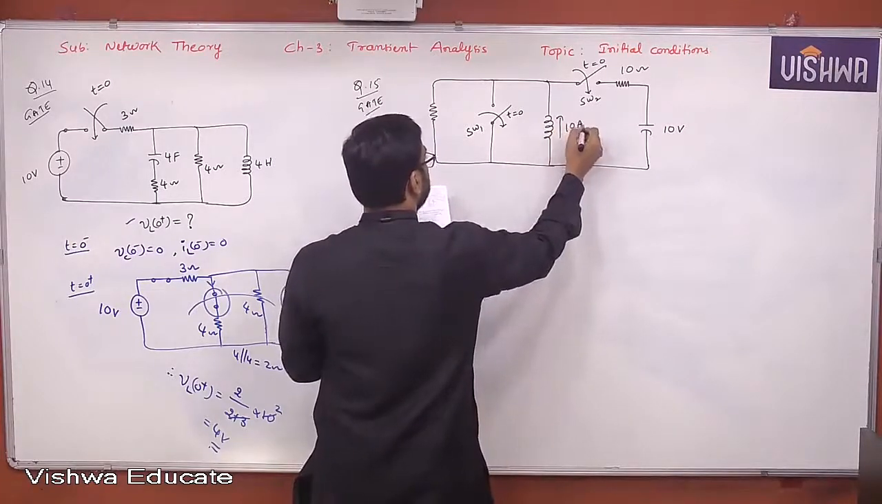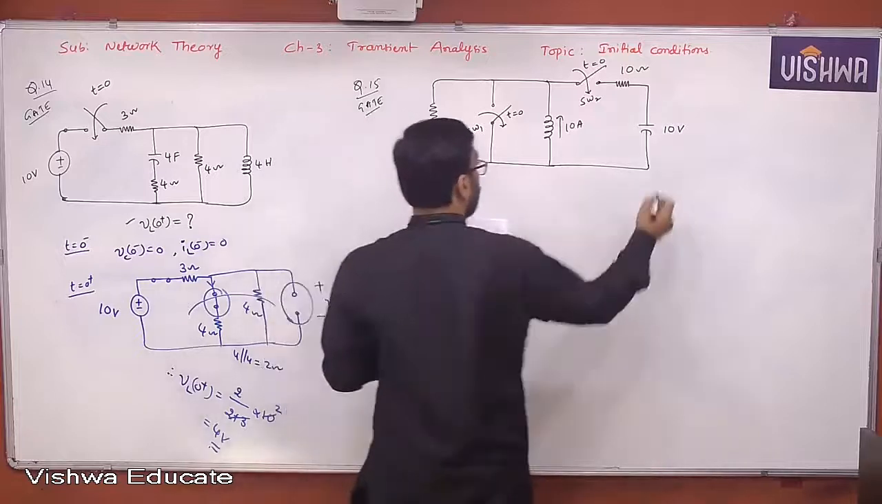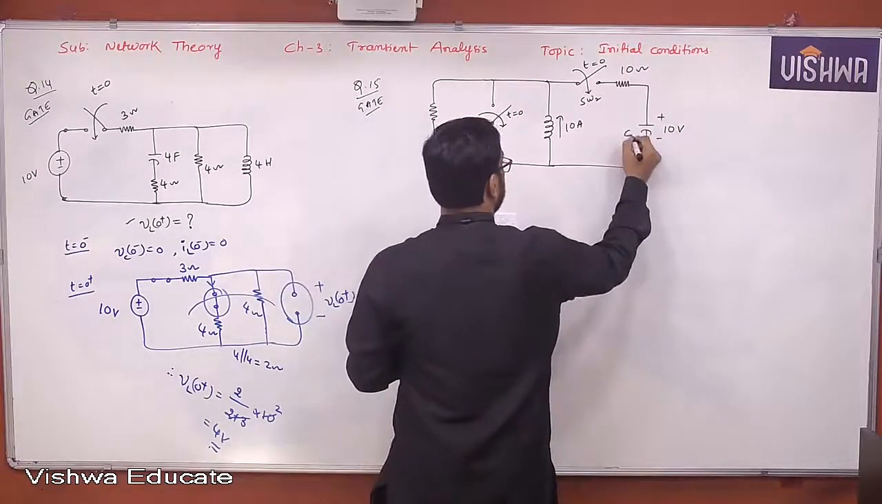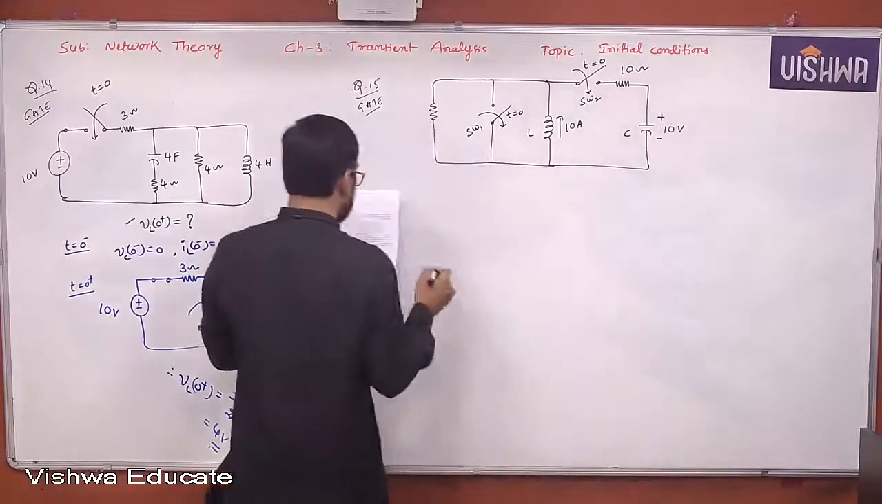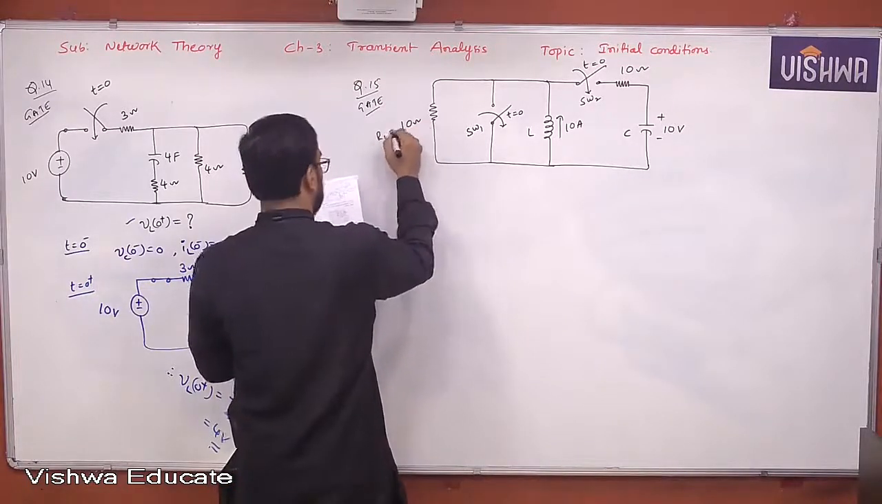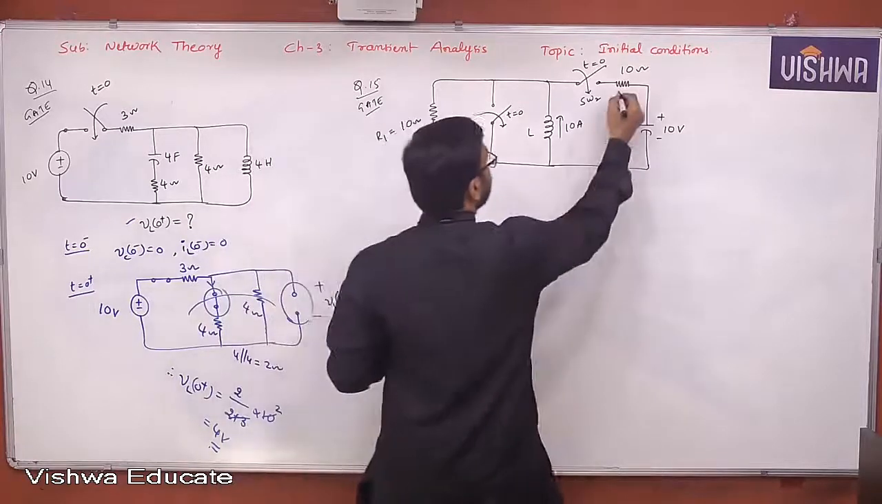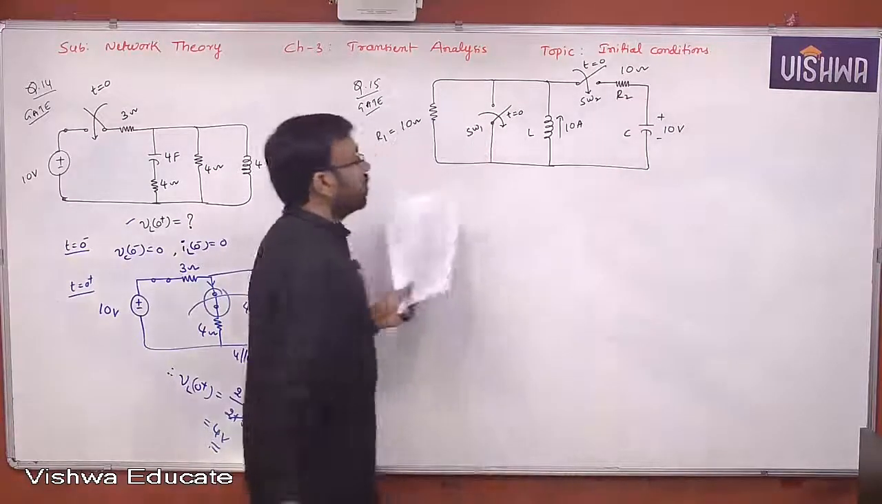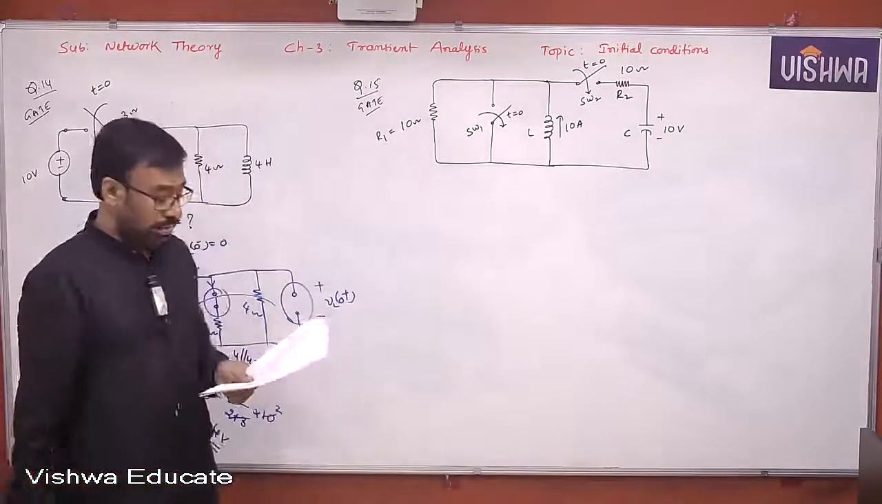10 ampere. So this is 10 volt. Now this is 10 ohm. This is R1 and this is R2. So this is the circuit given. I think all of you.